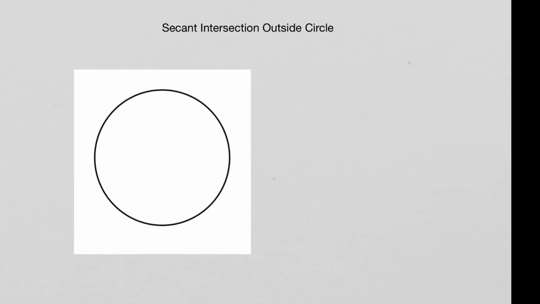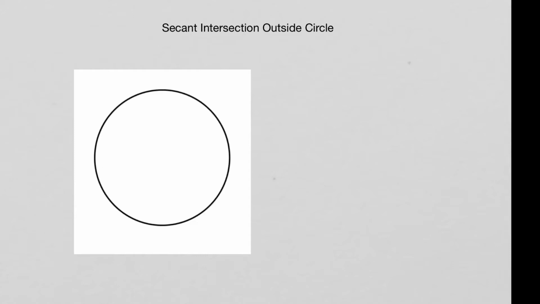Today's lesson is going to be secant intersection outside the circle. Just like our last 2 classes, it's a fairly simple equation and you're going to be solving for missing values. All right, can't get away from it. We have to first start with a definition, and that's a secant. I'm guessing most of you probably haven't dealt with this before.